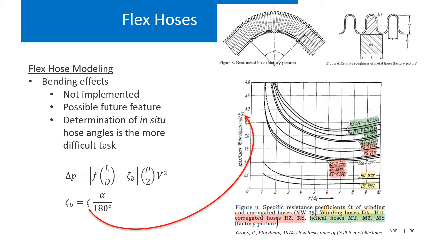The effect of bending has not been included in the model, as this was outside the scope of the project. However, adding this relation should not be too difficult. Determining the angles of the hoses, or discretized hose segments, according to the design specifications, could actually be the more difficult part.